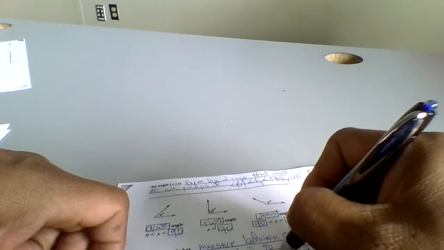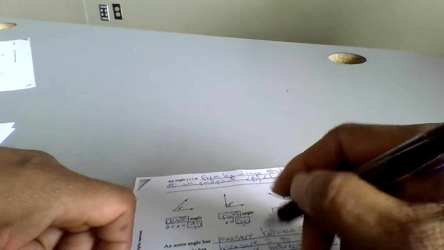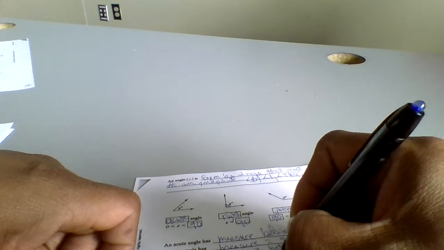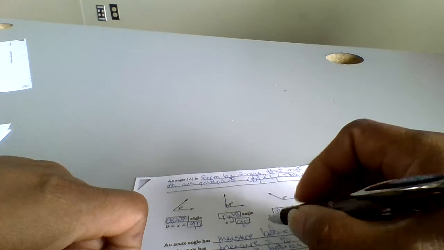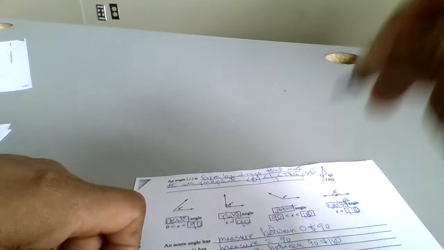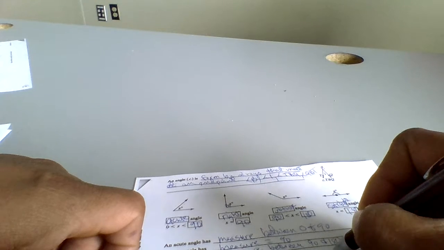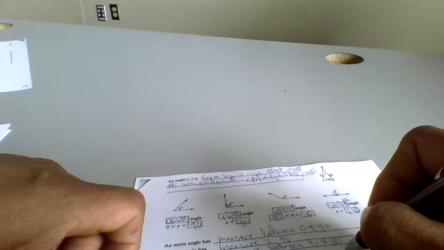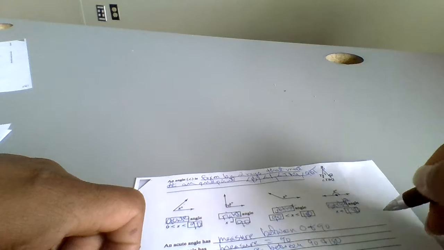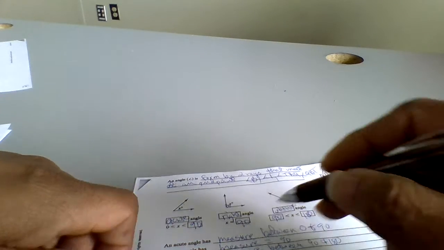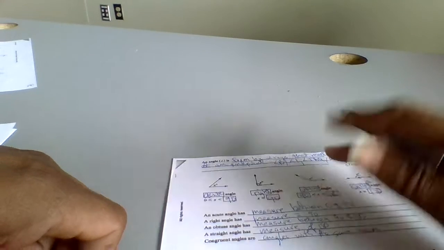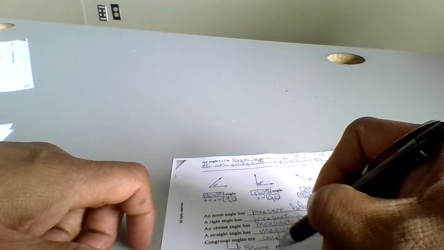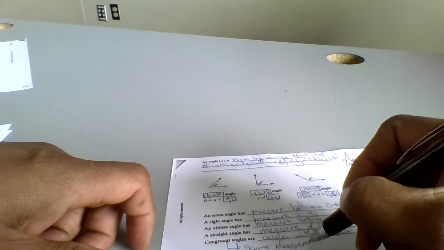And congruent angles are angles with the same measure. Also congruent. Congruent means same measure or equal.